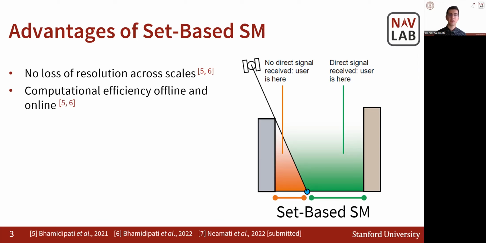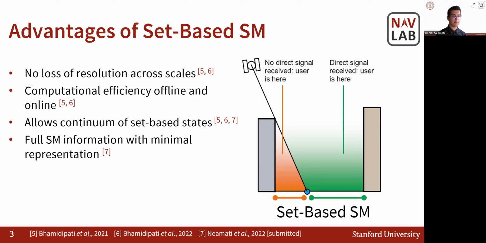Another advantage is computational efficiency, both offline and online, which is something that we discussed in our past ION work and the related navigation paper. You might also have downstream processes such as downstream filters or downstream motion planning options that require a continuum or require set-based formulations of your state. So if you have that sort of system, then this might be a good option for you.